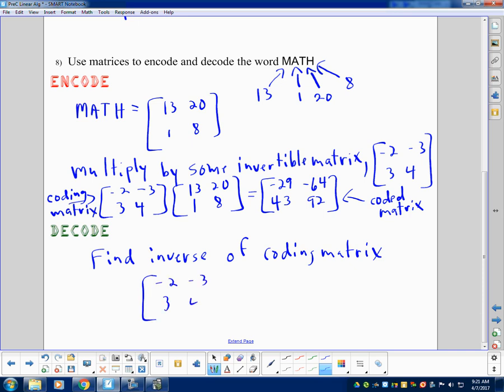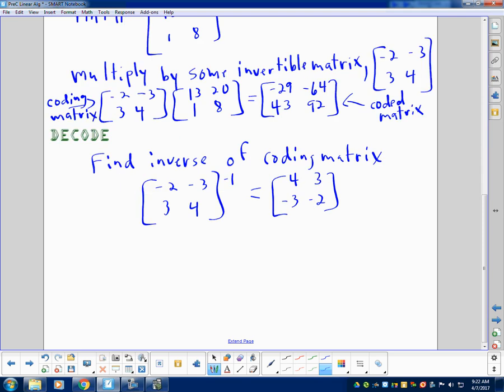We do that, of course, using technology. We could do it by hand now. You're going to be asked to do that on the homework a bit. But the A inverse ends up equaling 4, 3, and then -3, -2. So we've got this coded matrix, and to get it back to this matrix, what do you think I have to do? Multiply by the inverse. That undoes it.